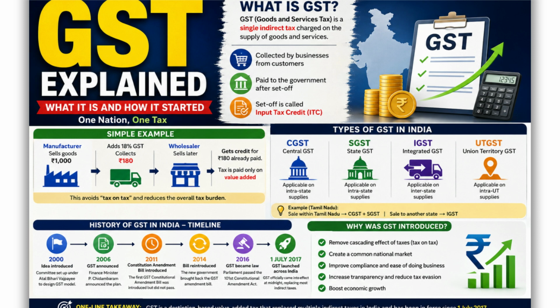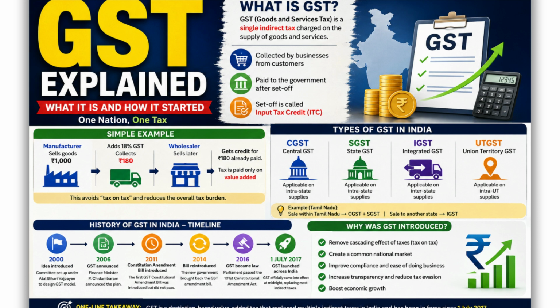Now, when the wholesaler sells the same product further, they don't pay tax on the entire value again. Instead, they get credit for the GST already paid earlier. This credit is called Input Tax Credit, or ITC. Because of this system, tax is charged only on the value added at each stage. This avoids the problem of tax on tax, also known as the cascading effect.